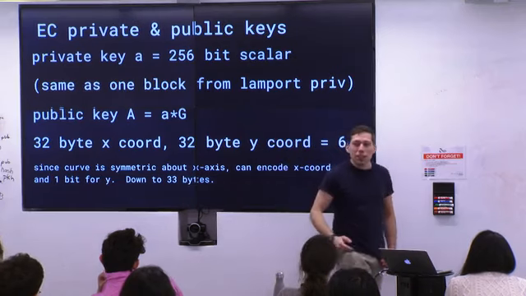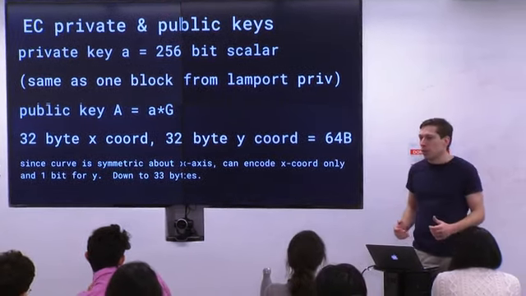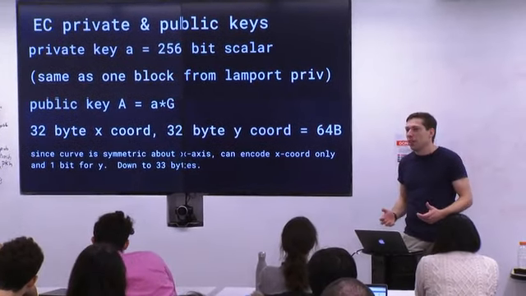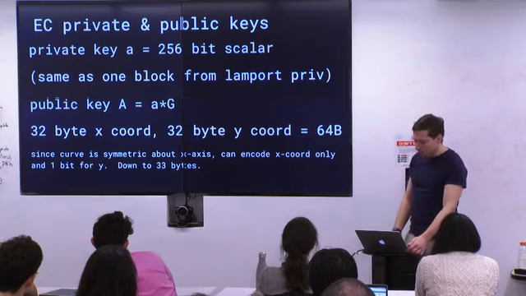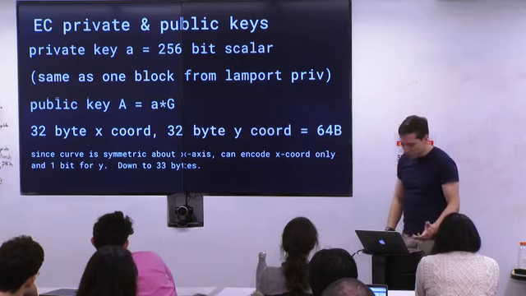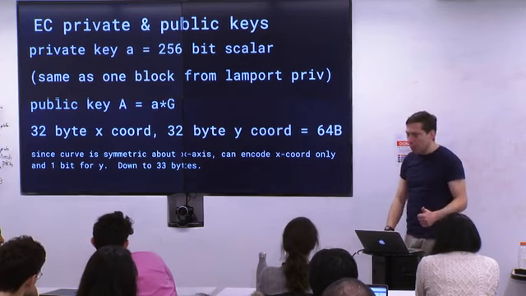bytes. It's a little annoying because with the 33 bytes, one of those bytes is going to be empty and just going to have one bit in it for up or down, but whatever. So you can do that, and that's also really cool. Okay. Any questions so far?